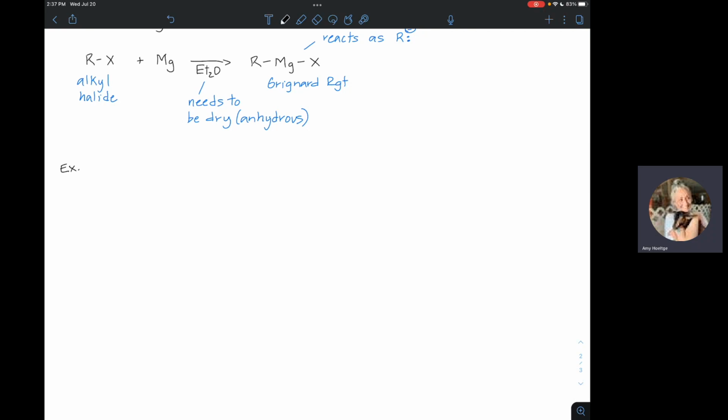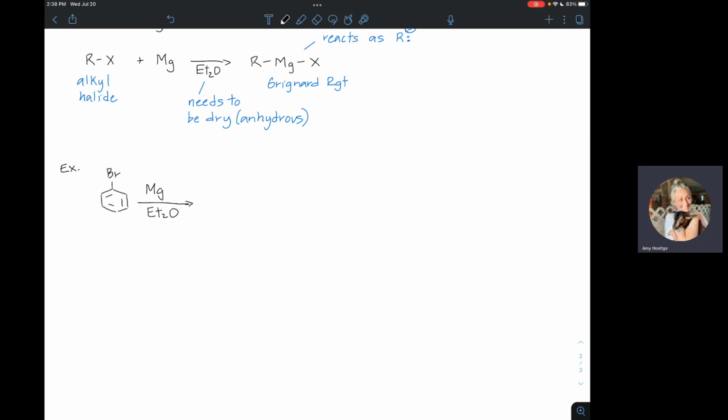Let's show a specific example for this reaction. Usually, if you do a Grignard reaction in lab as an organic student, it's bromobenzene plus magnesium in dry ether. So see how we've written this, instead of plus Mg, we put the Mg on top of the arrow. I'm trying to show you different ways that you could be presented with a reaction equation.